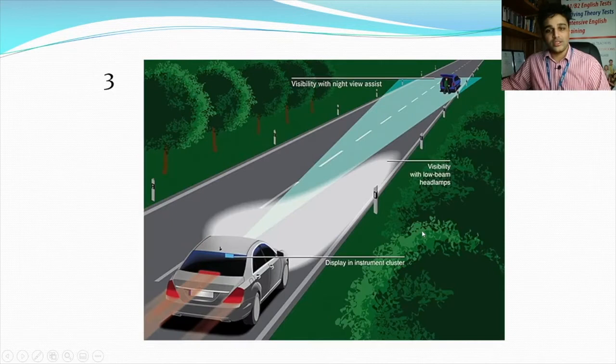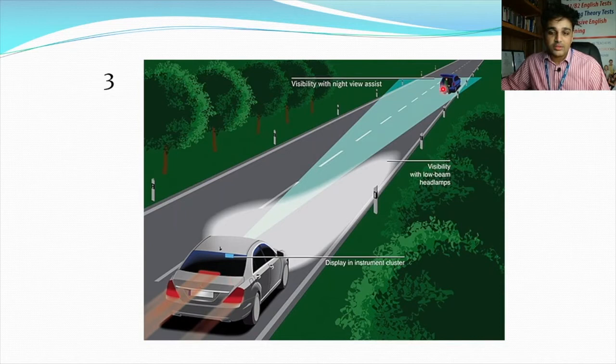Okay, so here is a picture to explain how others can see you. You see this man here in the back of this car. If the guy in the Mercedes didn't put on his light, then this man wouldn't be able to see him. So you're putting on the light so others can see you.